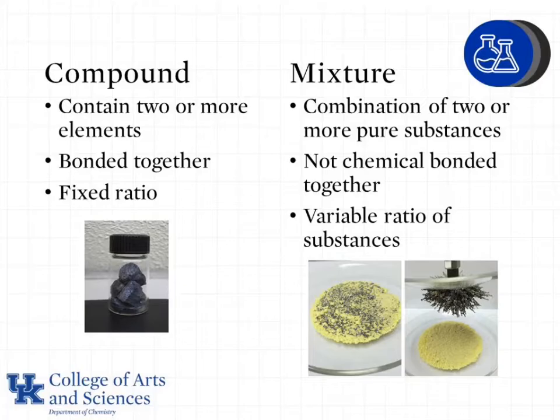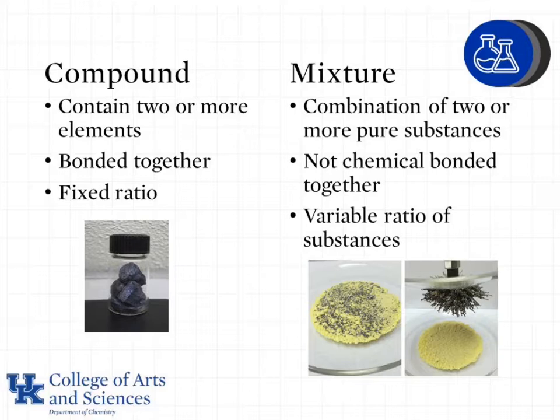Students often confuse the difference between a compound and a mixture. So let's look at a couple of examples so we can understand the similarities and differences between them. A compound must contain two or more elements, while a mixture contains two or more pure substances. Remember that pure substances can be either elements or compounds.